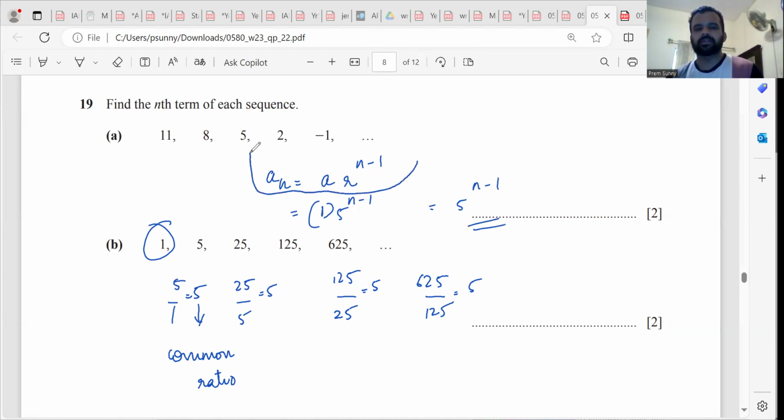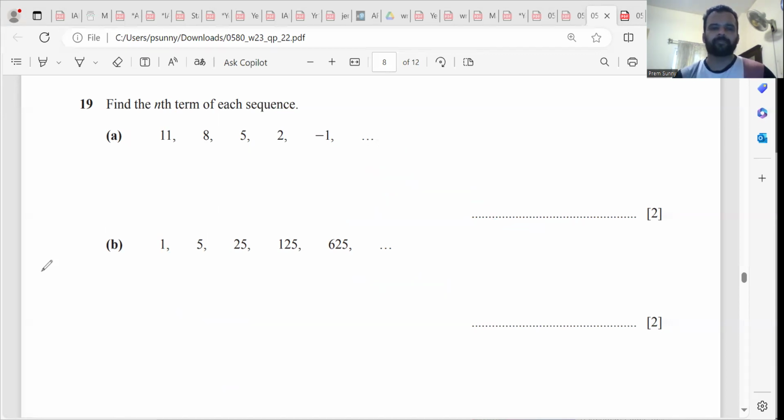For a geometric series, you just have to know the formula: a into r to the power of n minus 1. a is the first term, r is the common ratio. Second term divided by the first term, or third term divided by the second term, fourth divided by third, fifth divided by fourth will give you the answer. Now moving on to the next one here.